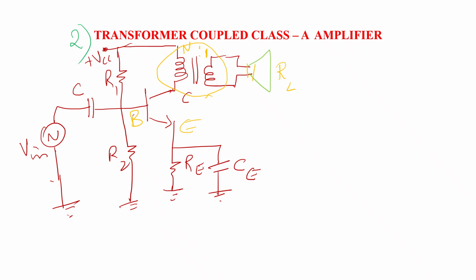This transformer used in the collector circuit is used for impedance matching. The load resistor RL is the load connected in the secondary of the transformer. This is the reflected load in the primary of the transformer. The number of turns ratio N1 to N2 is equal to n to 1. Let V1 be the primary voltage and V2 the secondary voltage, and I1 and I2 the primary current and the secondary current respectively. Now we'll try to understand the efficiency of the transformer.